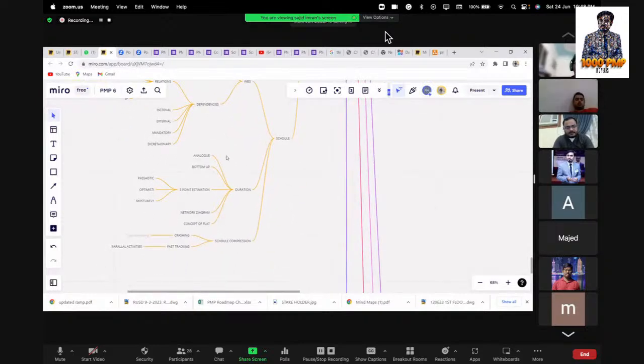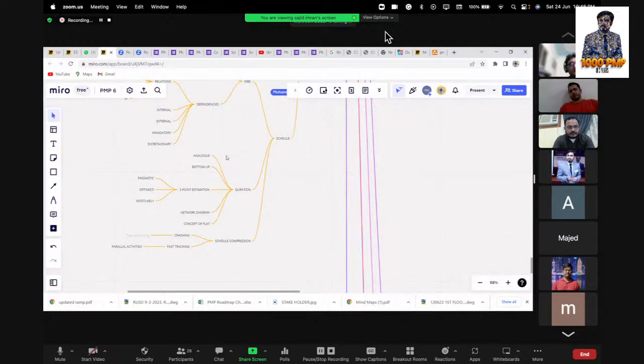Okay, and for schedule, you also define your duration. So you have different strategies, or you could say types of duration. For example, analogous, bottom-up, 3-point estimation. And under 3-point estimation, you look at 3 aspects of the estimation, which is pessimistic, optimistic, and most likely. You use different formulas to calculate this type of 3-point estimation using the optimistic, pessimistic, and most likely aspect.